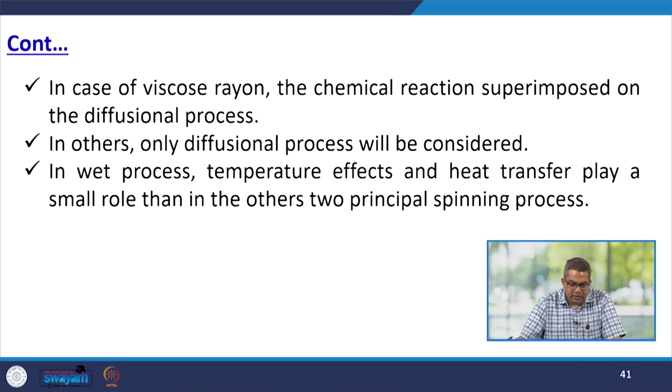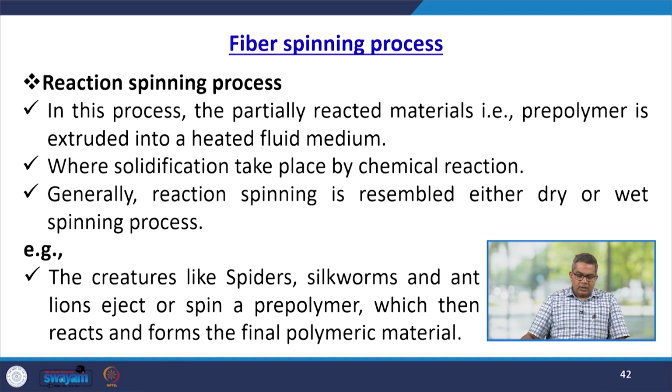In case of viscose rayon, the chemical reaction is superimposed on the diffusional process. Now in other words, only the diffusional process will be considered. So in wet process, the temperature effects and heat transfer play a very small role than in the other two principal spinning processes. Let us talk about the reaction spinning process.